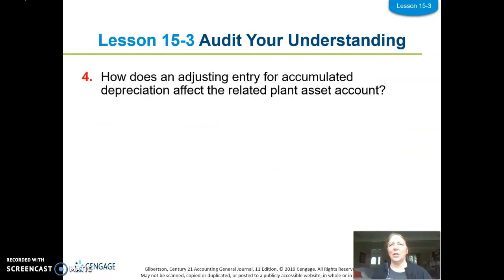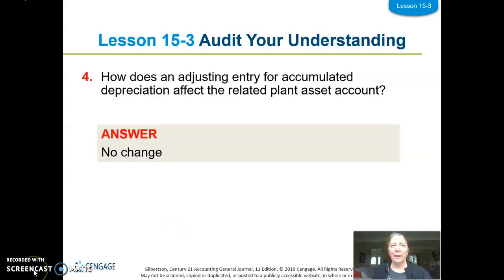And then how does an adjusting entry for accumulated depreciation affect the related plant asset? It doesn't change the asset itself. It changes the contra account, accumulated depreciation, and it obviously affects depreciation expense. So expense and the contra asset are affected, but the asset itself, equipment, is not affected in the journal entry. And that is all we have for this section.